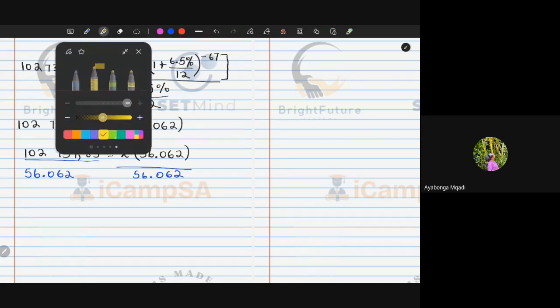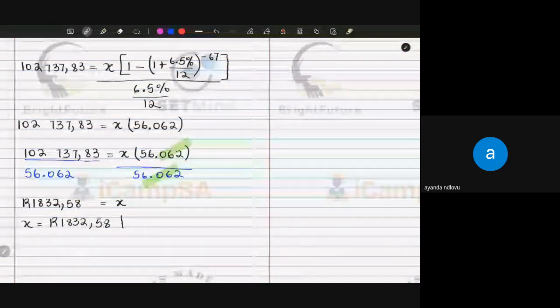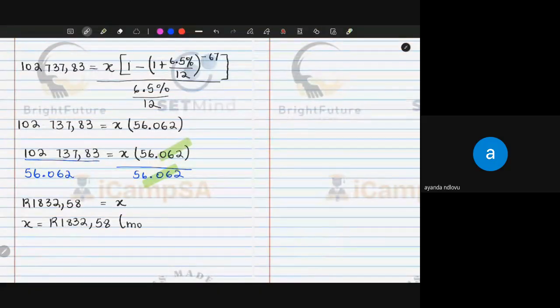56.062, and the right-hand side nicely cancels, leaving us with X. So X will now just be that 102 divided by that. What do we get, guys? What do you get when you divide the left-hand side? 1,832.58. On point. So this is our X, guys, 1,832.58. This will be our monthly repayment.